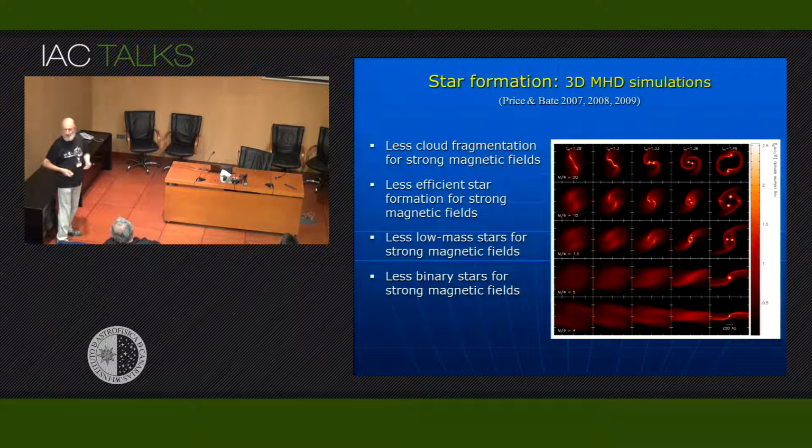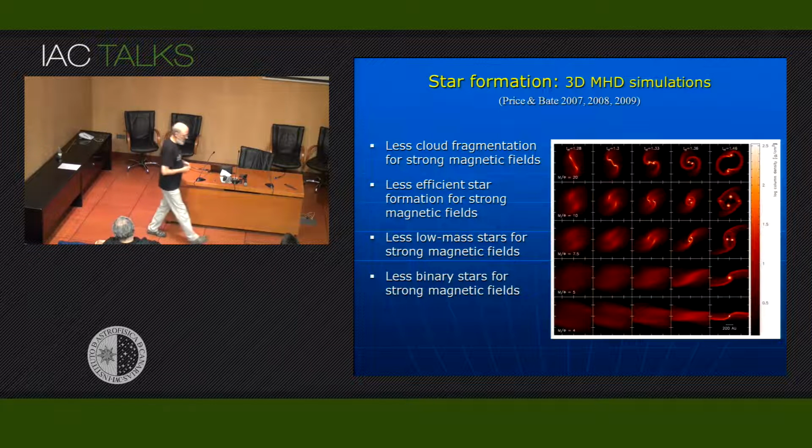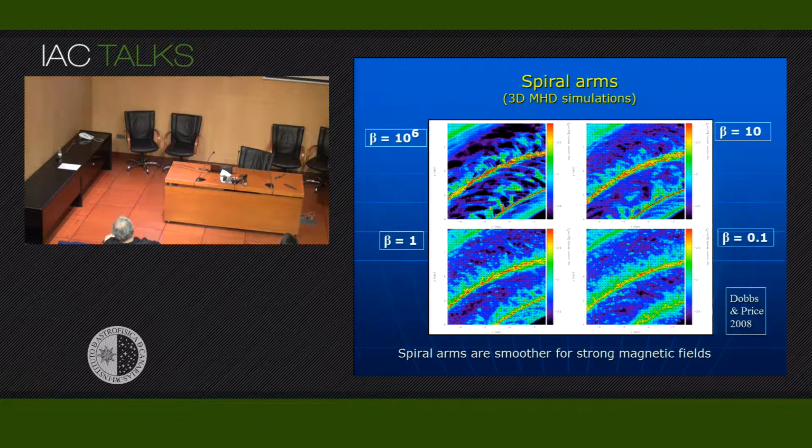And if you do this for many different models, the overall IMF, the initial mass function, is changed. There are fewer low mass stars for strong magnetic fields. So this is a series of papers which I recommend reading, because they give quite clear results. A magnetic field changes something.